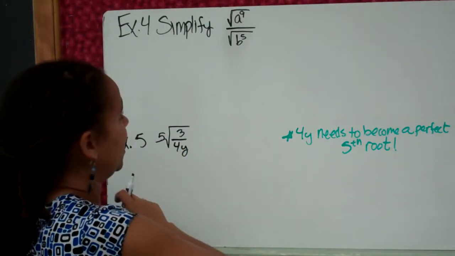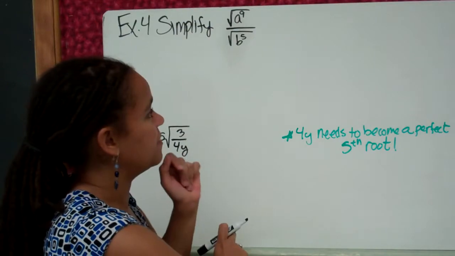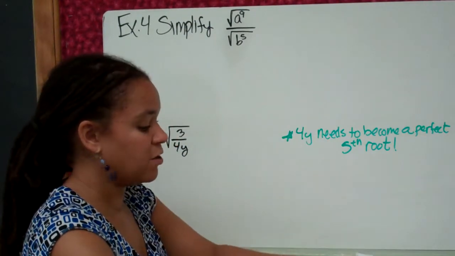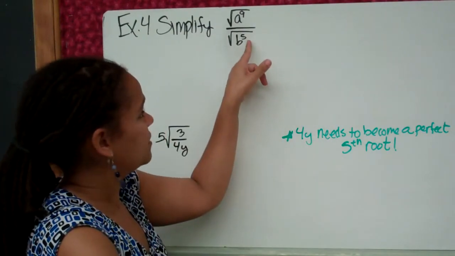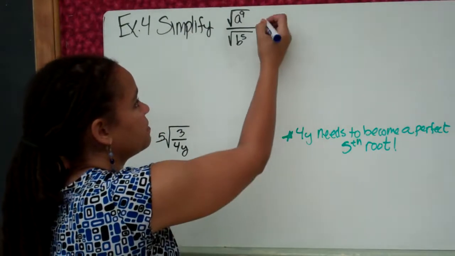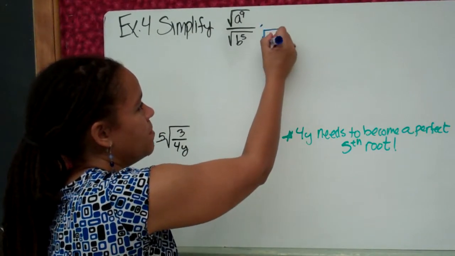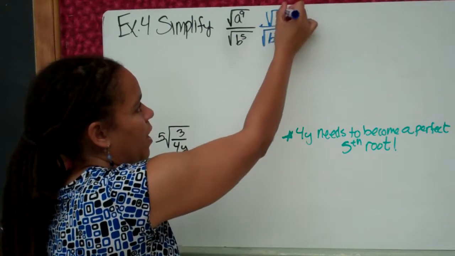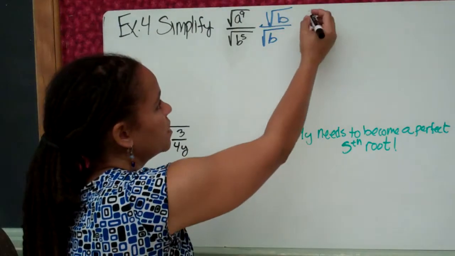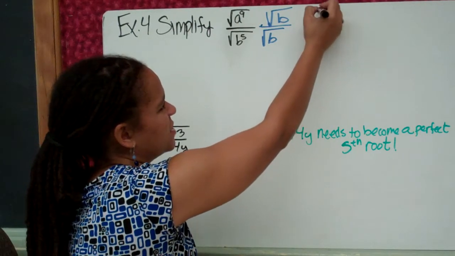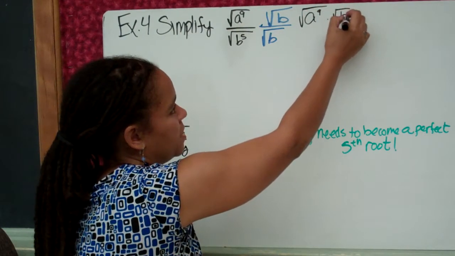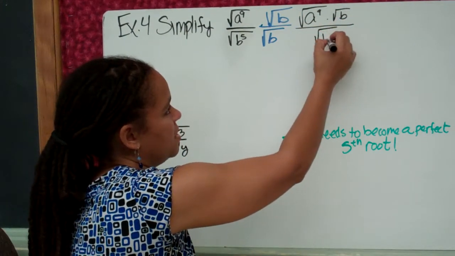All right, let's try it again. Simplify radical a to the 9th over radical b to the 5th. Notice the 5th is the problem because we need to get rid of that radical sign. I can't divide 5 by 2, but let's add another one and make it 6. So we're going to multiply this by radical b over radical b. That's going to leave us with radical a to the 9th times radical b over radical b to the 6th.